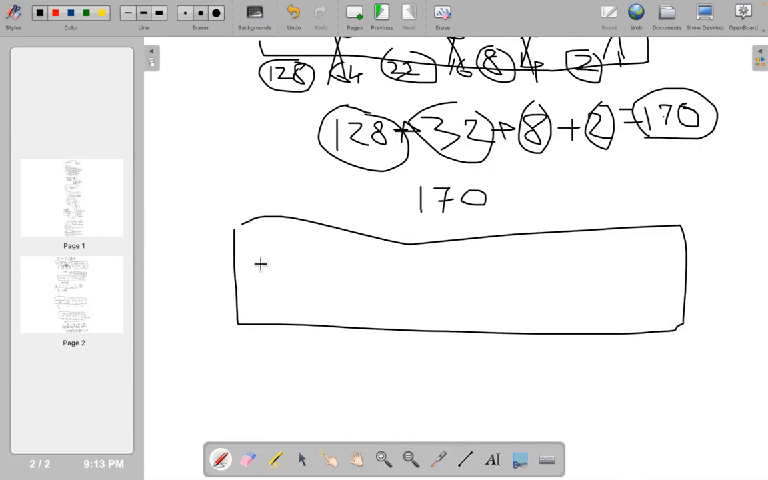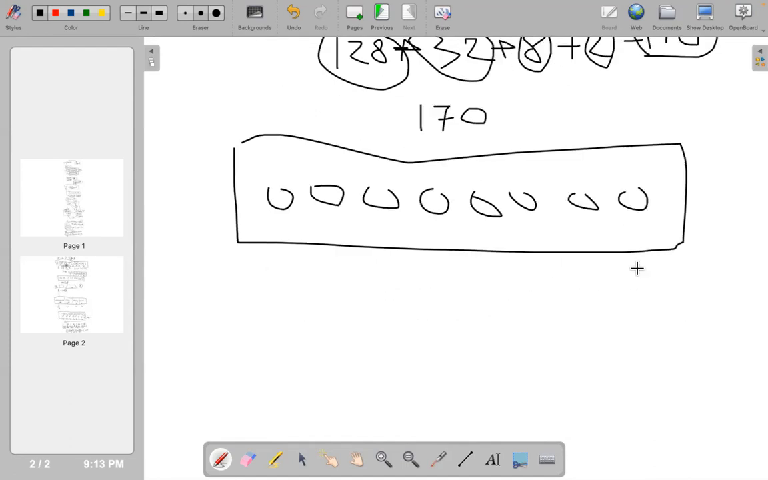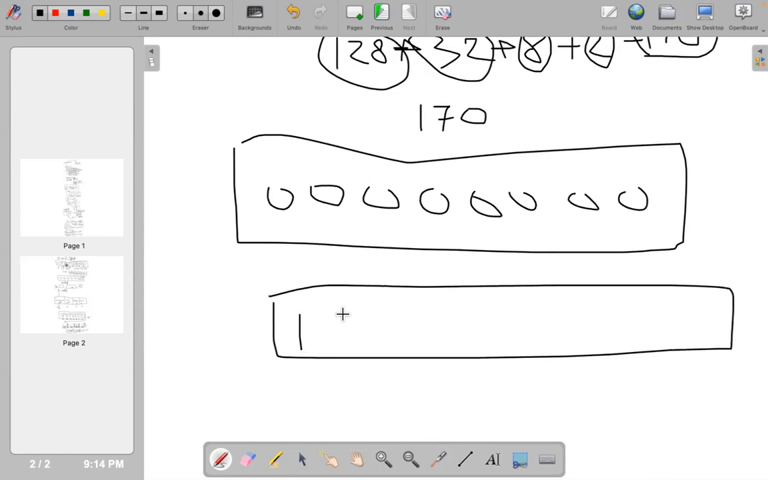Minimum value will be what? All will be zero. Means eight places, right? All will be zero, then it is a minimum. Minimum is lowest. Right? And maximum will be what? All will be what? One. All right? All will be one. Yes.